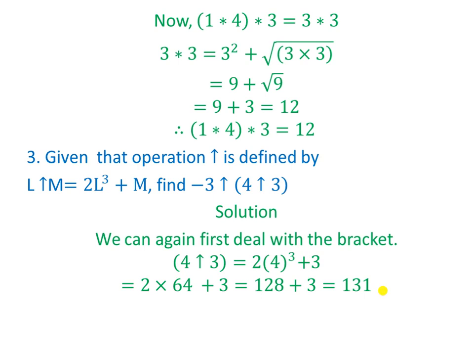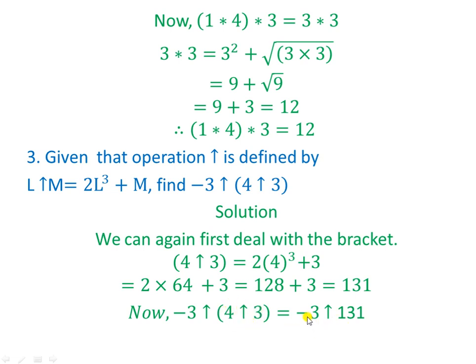So that gives us already 4 * 3. But this is not what we were asked to find. We were asked to find -3 * 4 * 3. But the mere fact that we have already got 4 * 3 as 131, then it means -3 * 4 * 3 will be as good as -3 * 131. Why? Because we already got 4 * 3 as 131.